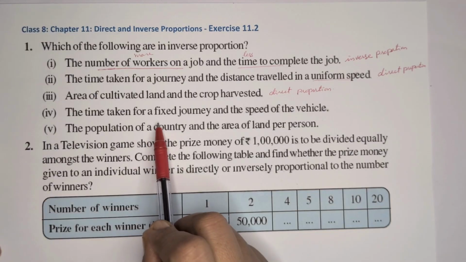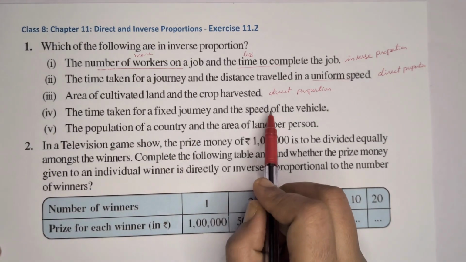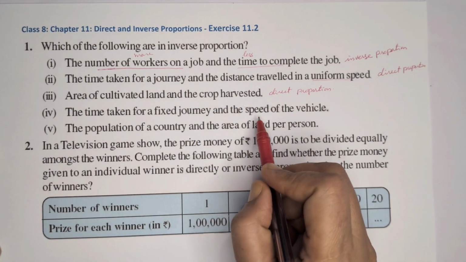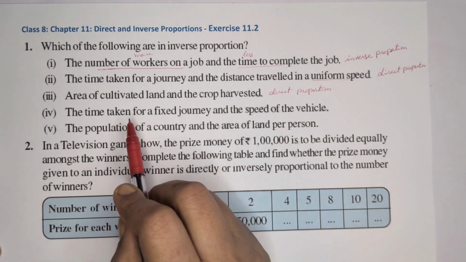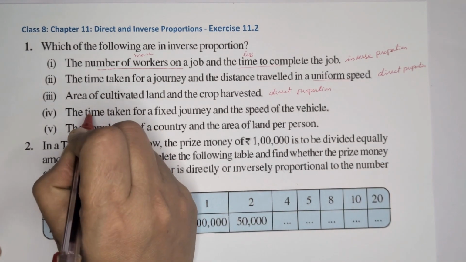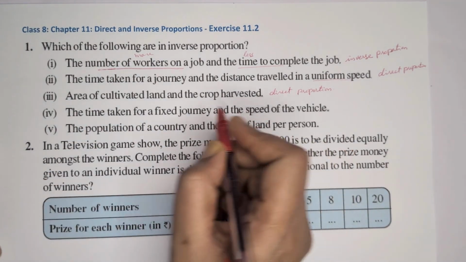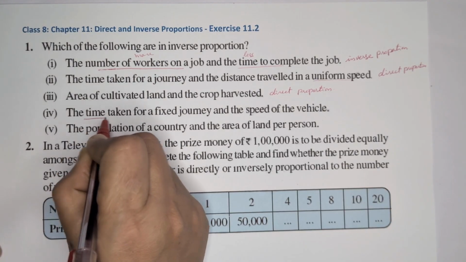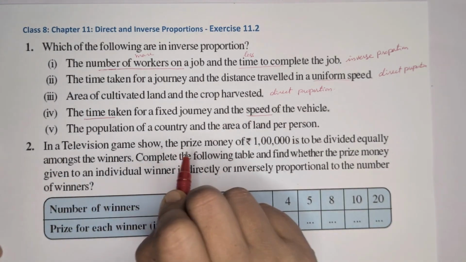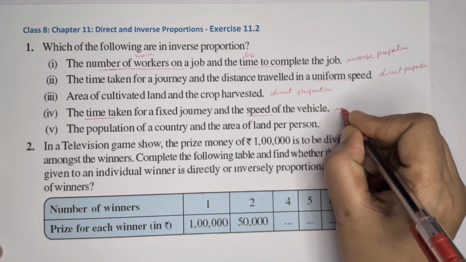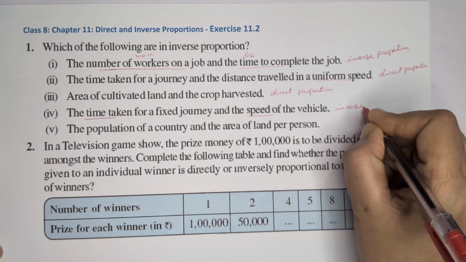Fourth one, the time taken for a fixed journey and speed of the vehicle. If high speed, then less time. Less speed, more time. So inversely, time and speed are inversely connected. So we can say that is inverse proportion.